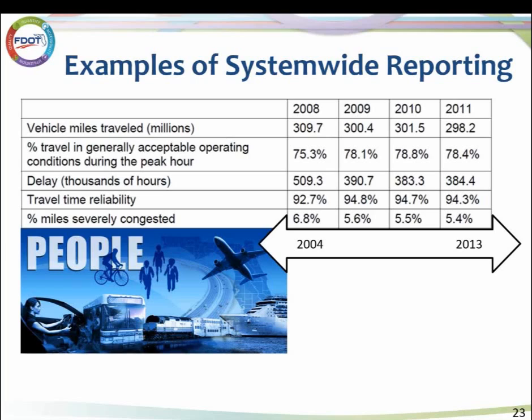Now, in the actual report, we break these numbers down, for instance, by freeways versus arterials, the strategic intermodal system versus the state highway system. So there are many more breakdowns. This is really just an example of what was being presented.